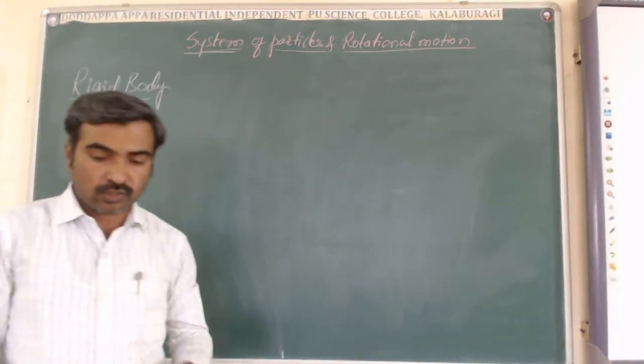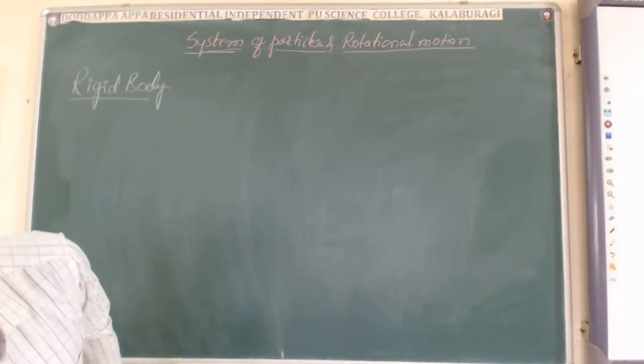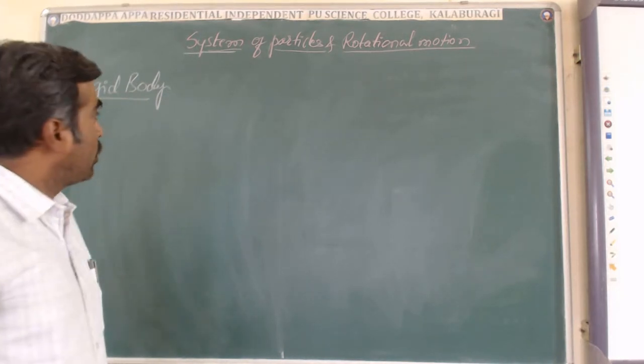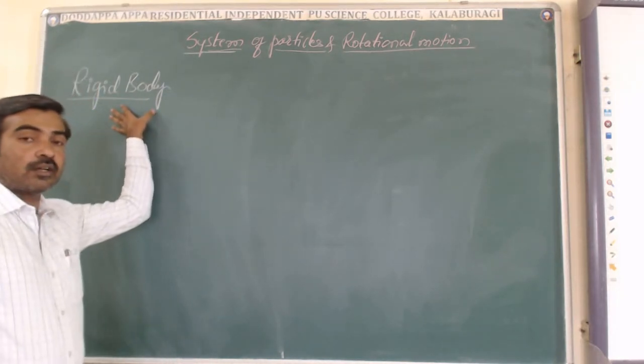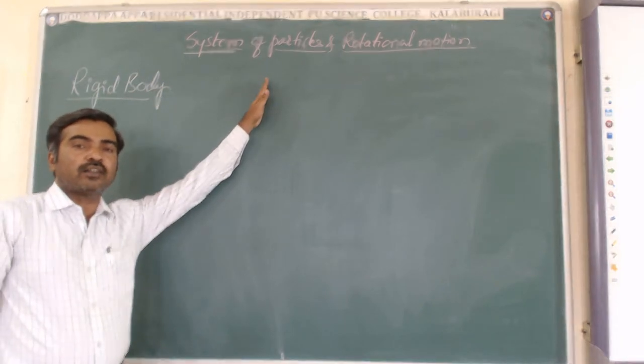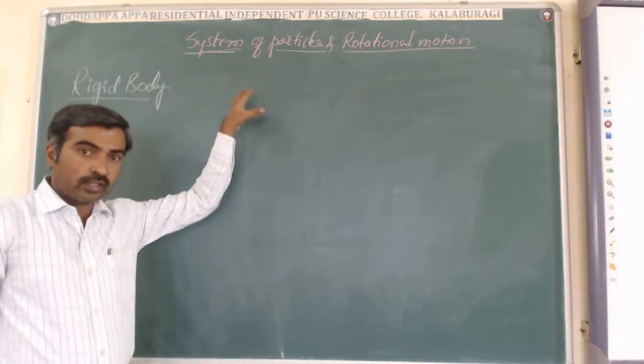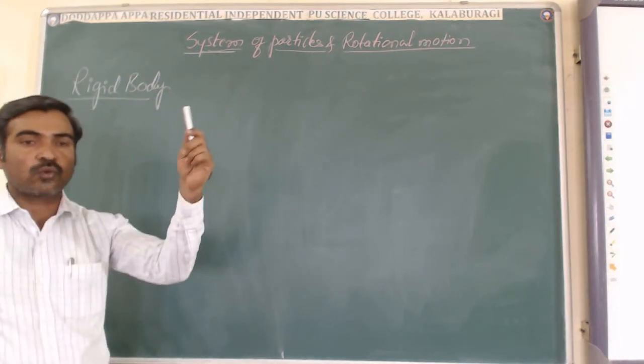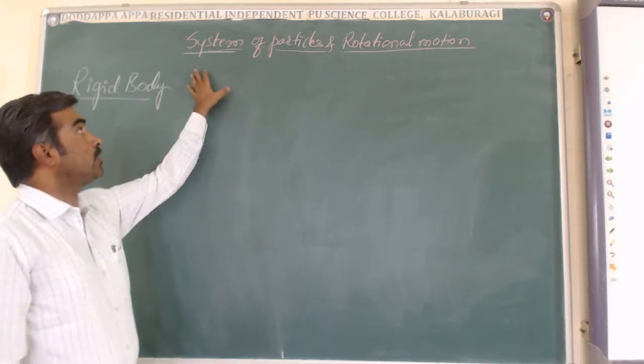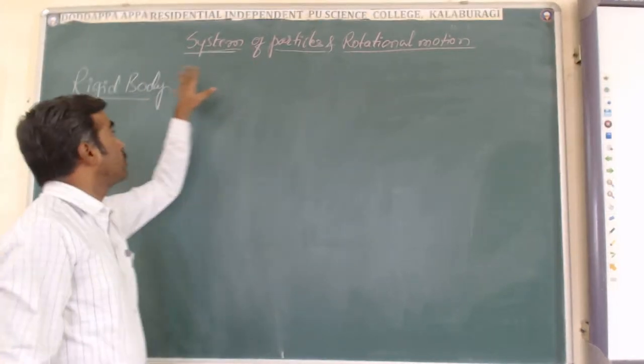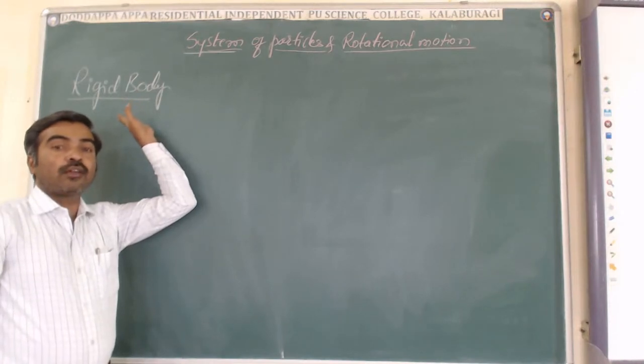So that is what is called a system of particles. Because this rigid body contains so many particles in it, all together is one system, all together is one body, so it is a system of particles which is considered to be a rigid body.